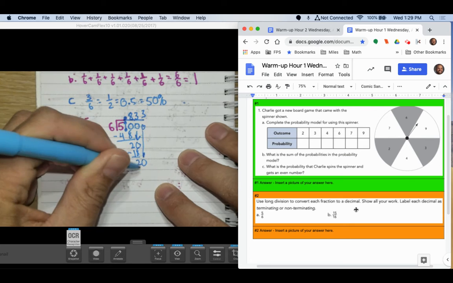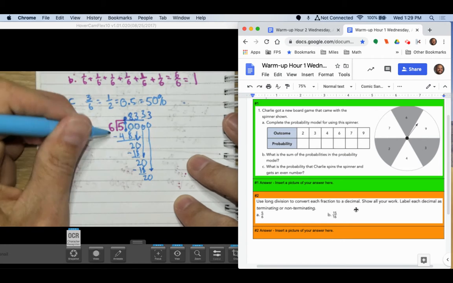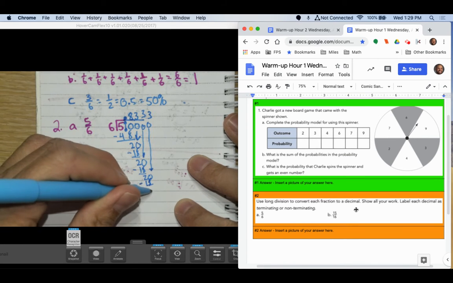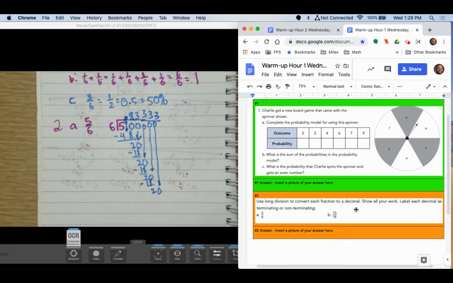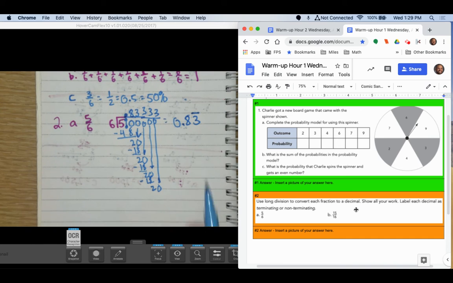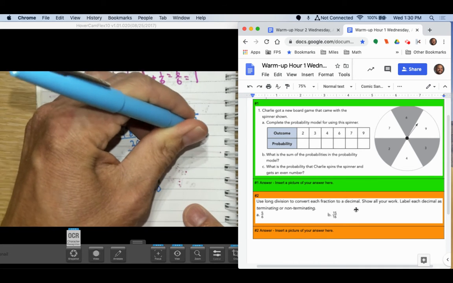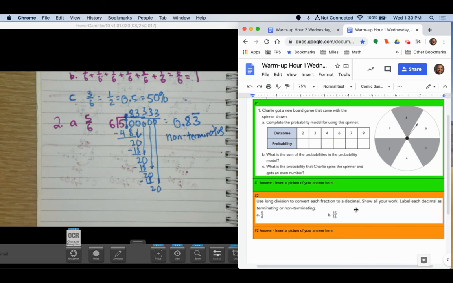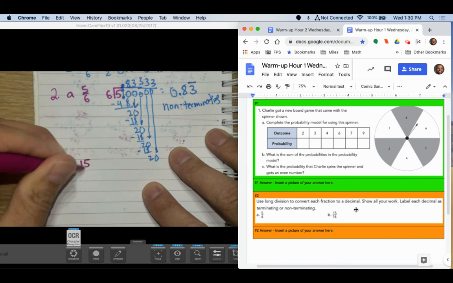6 goes into 20 3 times. 3 times 6 is 18. 20 minus 18 is 2. Add a 0, bring it down. 6 goes into 20 3 times again. I'm waiting. Hopefully you said, it's a repeating decimal. So the answer would be 0.83 repeated. The line should only go over the 3 because the 3 is what is repeating. And this is definitely a non-terminating decimal.